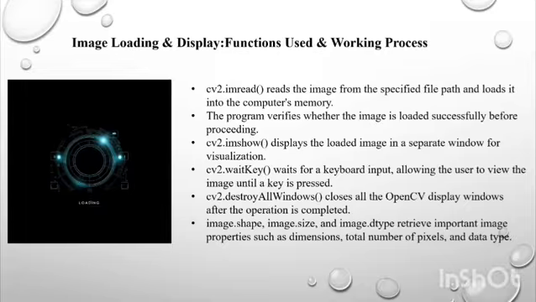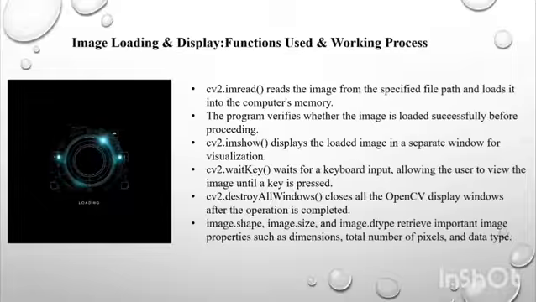Function used and working process. In this experiment, several OpenCV functions are used to load and display the image. The cv2.imread function reads the image from the specified file path and loads it into the memory. After loading, the program checks whether the image has been loaded successfully. If the image path is incorrect or the file is missing, the program displays an error message.